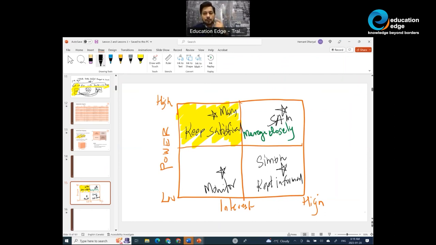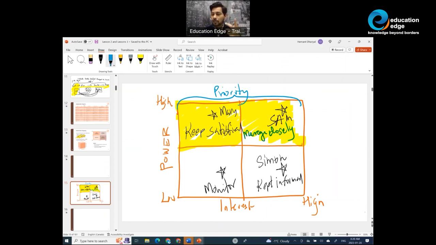Keep in mind, stakeholders, they mutate. Today, you may find the stakeholder to have low power and maybe high interest. Tomorrow they may get promoted and they end up coming on the top right or top left quadrant. Now, that is why it's very important to keep all the stakeholders in monitor state, but some stakeholders, we will manage them closely, and some stakeholders will keep them satisfied. And these stakeholders generally become your high priority stakeholders. A great way of classifying your stakeholders.